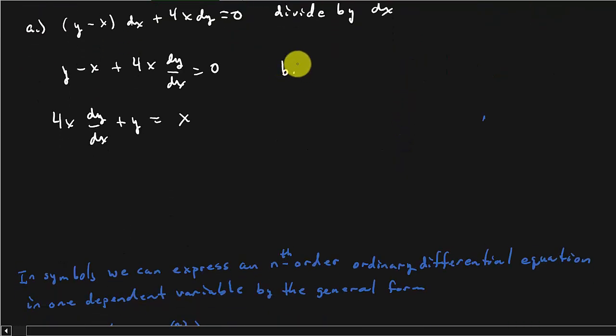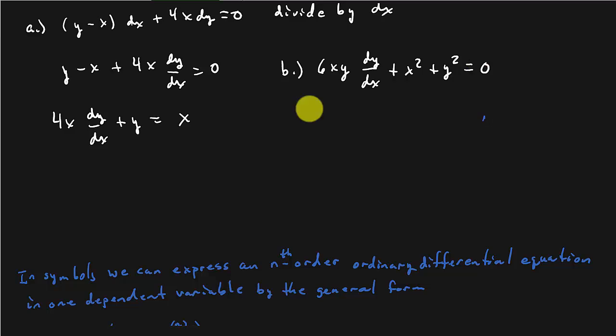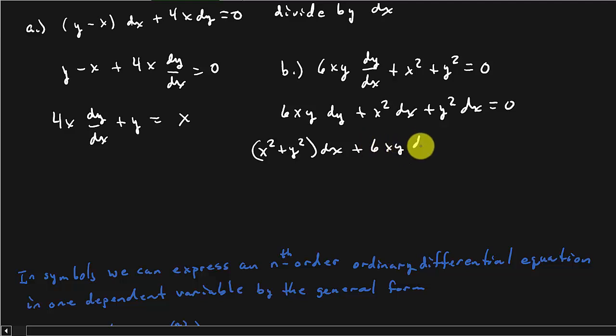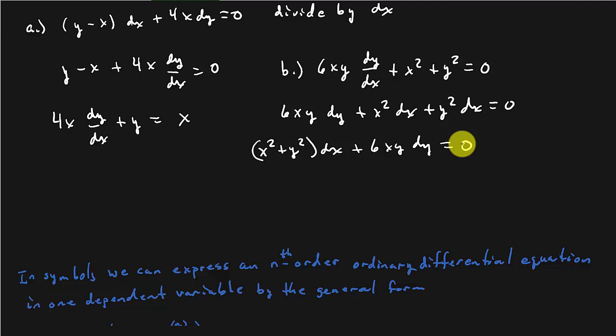And then let's look at this one: 6xy dy/dx + x squared + y squared = 0. Well, let's multiply everything through by dx. If we do that, we get 6xy dy + x squared dx + y squared dx = 0. Then we could write this as (x squared + y squared) dx, factoring out a dx, plus 6xy dy is equal to 0. So there's another form that we could write a first order ordinary differential equation.